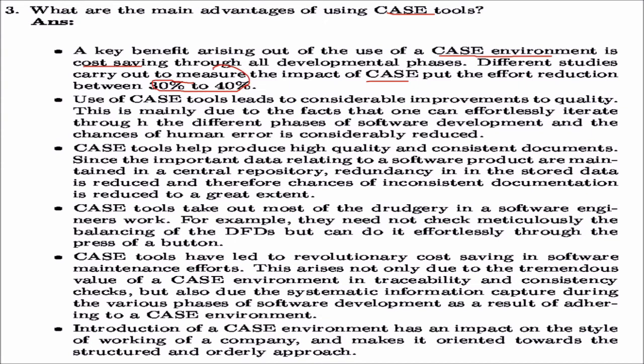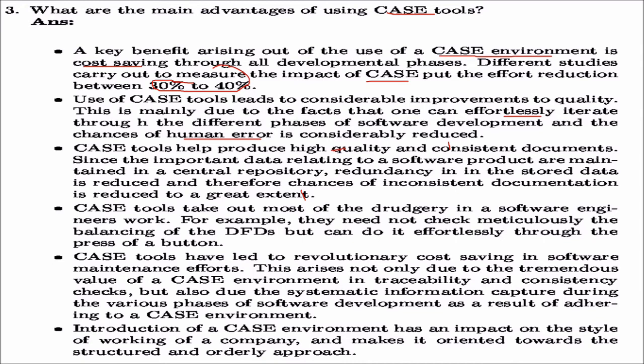So 100% if you are doing it manually, and 60% if you are employing the case tools or case environment. Use of case tools leads to considerable improvements in quality. This is also being seen. This is mainly due to the fact that one can effortlessly iterate through the different phases of software development, and the chances of human error are considerably reduced. So because of the reduction of human error, of course the improvements in quality will be perceived.